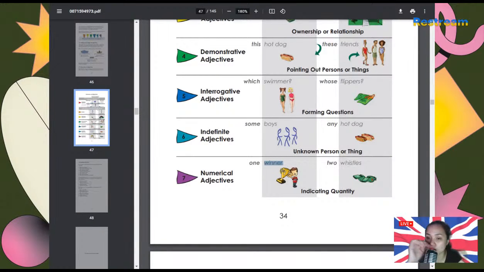Mostly, one is used for the singular form of a noun. We cannot use it with a plural form like one whistles. It is already wrong, because when you say one, it is only one. But if your noun is plural, it means there is more than one whistle.